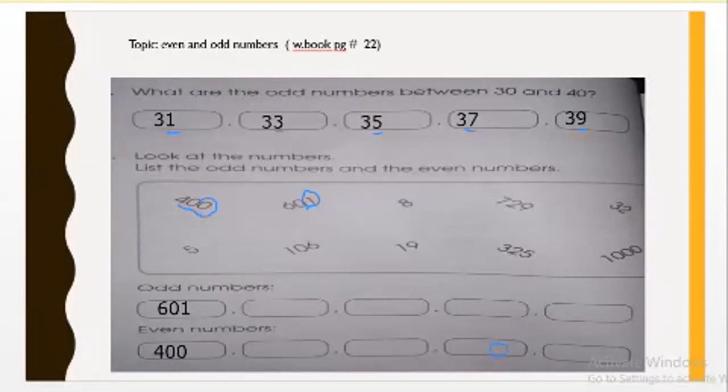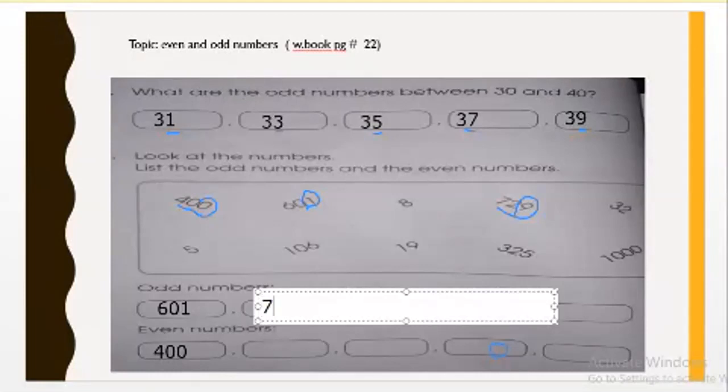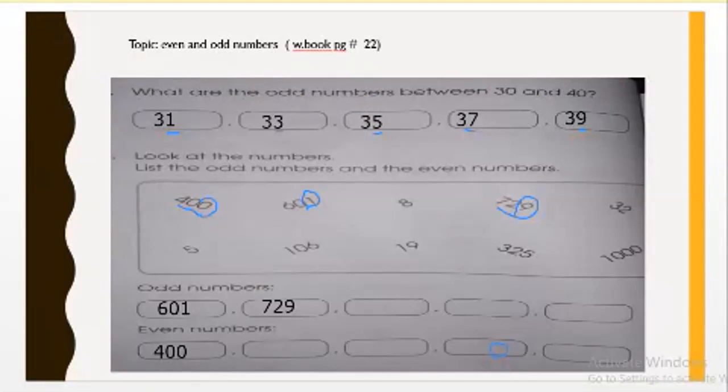Okay, I'm just going to move to another example, that is 729. Just look at the last number. Okay, I'm encircling it also for all of you. 9. Is 9 even or odd? Just think. Hmm? I'm sure you guys know that 9 is an odd number. So I'm going to mention the whole number over here, that is 729. Yes. In the same way, you are going to solve the rest of the numbers.